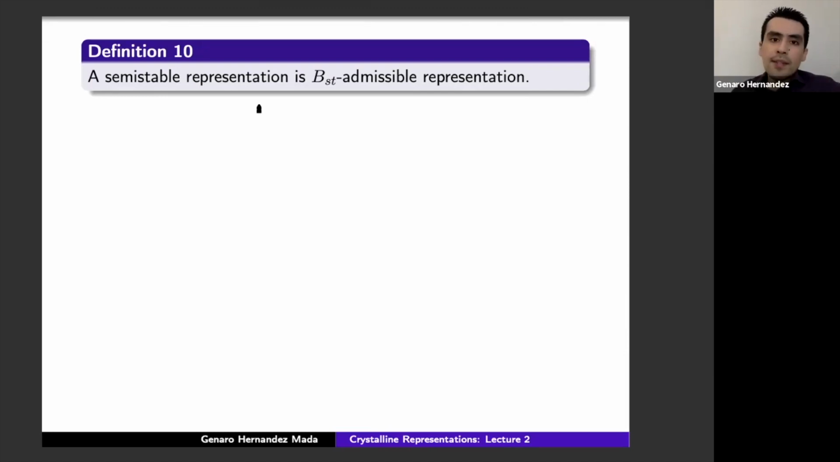Okay, so now we have four different period rings, right? We have B_HT, the Hodge-Tate period ring that Rogelio defined in his course. We have B_dR that I defined yesterday. And we have B_cris and B_st that we defined today. So that gives us Hodge-Tate representations, de Rham representations, crystalline representations, and semi-stable representations. So we wonder if there's a relationship among all of them. We will address that in a moment.